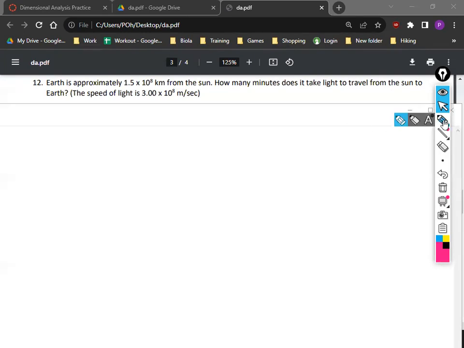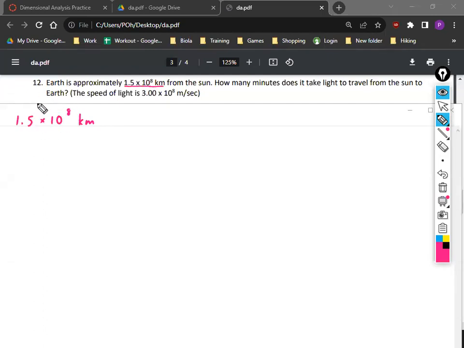All right. So for this problem, our starting number is going to be the 1.5 times 10 to the 8 kilometers. So we're going to start off by writing 1.5 times 10 to the 8 kilometers. Now, the way that you calculate this might change depending on whether your calculator does scientific notation. If it does, great. If not, you'll have to do some math tricks. So I'm going to assume yours doesn't, and I'm going to show you some math tricks that you can use to work with scientific notation a little bit better.